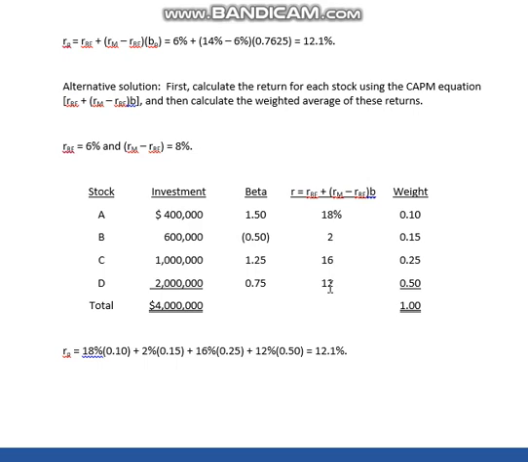So now we want to calculate the required rate of return of the portfolio, which equals the summation of the weight times the required rate of return for each stock. So the required rate of return for the portfolio equals 18% times 0.1 plus 2% times 0.15 plus 16% times 0.25 plus 12% times 0.5, equals 12.1. So the required rate of return for the portfolio equals 12.1%.